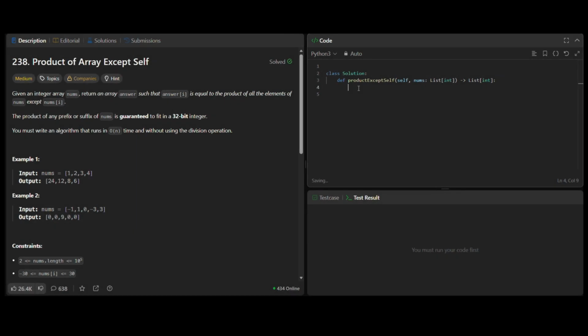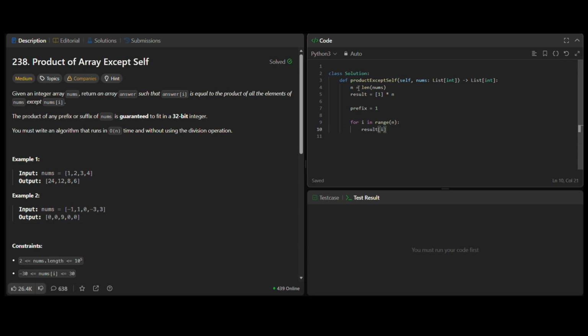Alright, let's start solving the problem. Initially, I'm just having a variable called n and it holds the len of nums. And then I'm having a list called result. It has n number of ones, so [1] multiplied by n. And now to calculate the left product, I'm having a variable called prefix. I'm initializing it with 1, and now I'm having a simple for loop to calculate all the left products, for i in range of n.